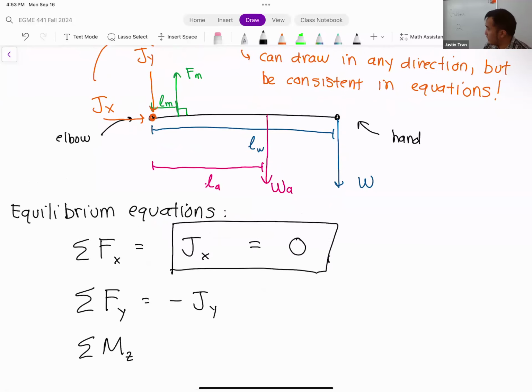Next force in the vertical direction is FM, so we're going to have a positive FM. And then we have our two weights. We have the weight of the arm, WA, that's a minus WA. And then we have the weight of the external force, W, also in the negative direction, so we're going to put a minus sign there. And all of that is going to be equal to 0.